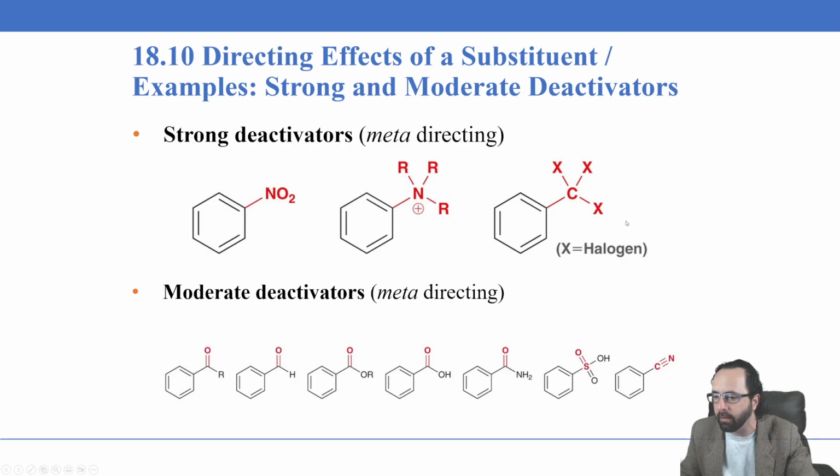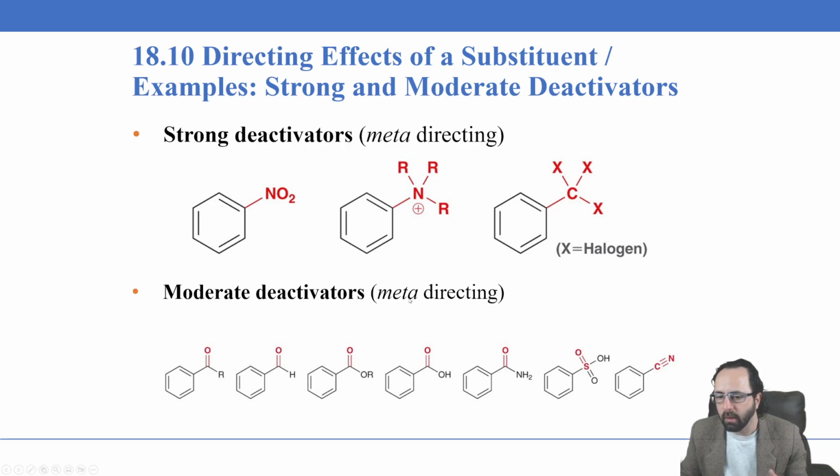Finally, if we have halogen atoms that are not directly aryl, but are benzyl halogen atoms on the carbon attached to the benzene ring, these will be strong deactivators as well, and they will all be meta-directing. So when the halogen atom is not directly attached to the ring, it's meta-directing.